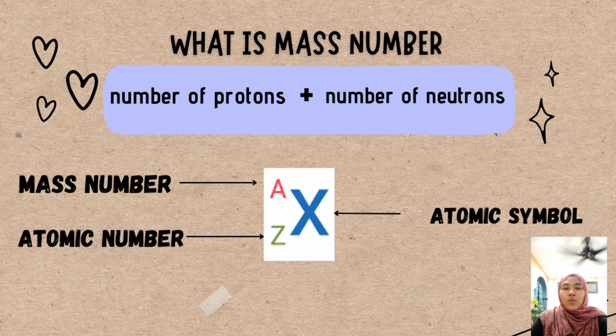As you can see, we have the symbol of the atom. X is for the atomic symbol. Atomic symbol means a representation of chemical elements using one or two letters. A is the mass number, and Z is the atomic number.